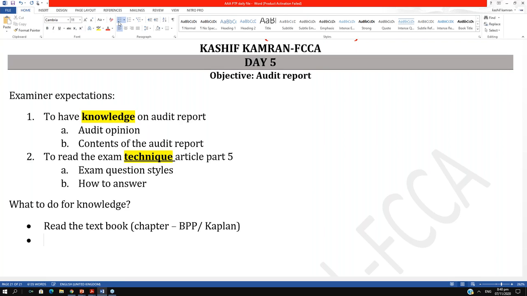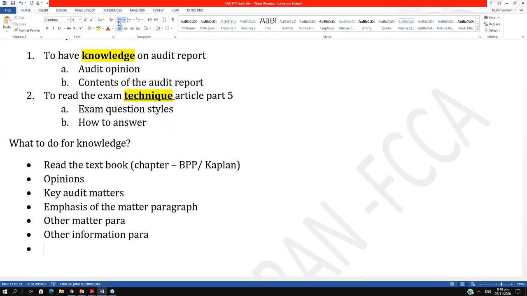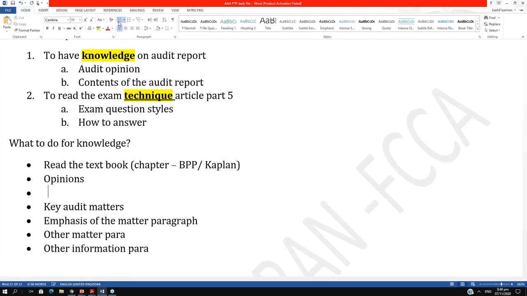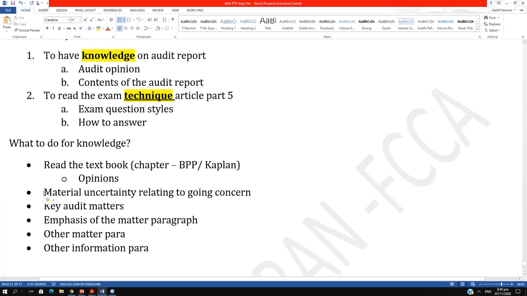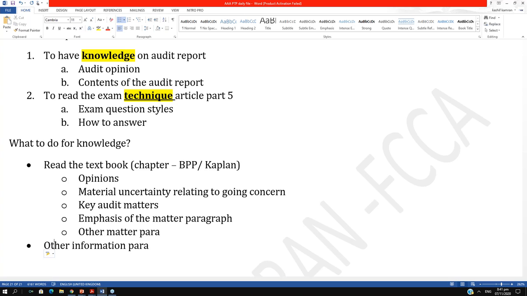So you should have very good knowledge about opinions. You have very good knowledge about key audit matters. You have very good knowledge about the emphasis of matter paragraph. You have very good knowledge about the other matter paragraph, and you have very good knowledge about the other information paragraph. You should be very good on these areas, right? And you should be very good on material uncertainty relating to going concern. These are fundamental areas of the audit report. I hope you all agree, right? Opinions, material uncertainty relating to going concern, key audit matters, emphasis of matter paragraph, other matter paragraphs, and other information paragraphs.